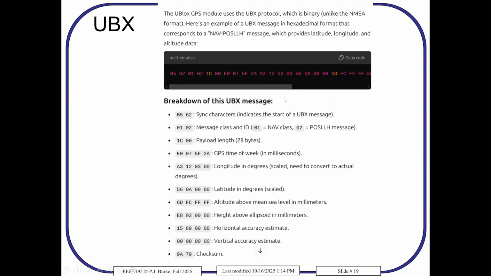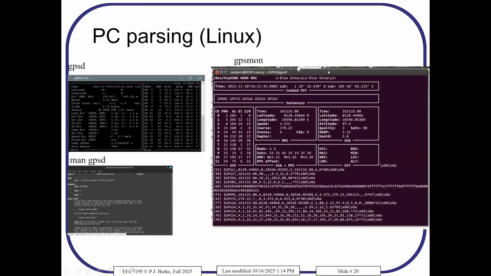Okay, so u-blox is the same thing, it's just in binary. If you dump the messages to the screen, you're just going to see a bunch of hexadecimal characters or bits, so you have to have a way to parse it. And it has similar information: time in milliseconds, lat, lon, altitude, and so on. And if you have Linux, there are a couple of programs called GPSD and GPSmon. They will parse those messages and just dump it to the screen, and they'll show you the lat lon of each satellite.